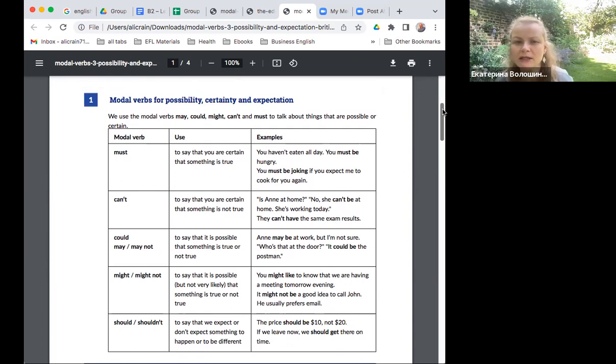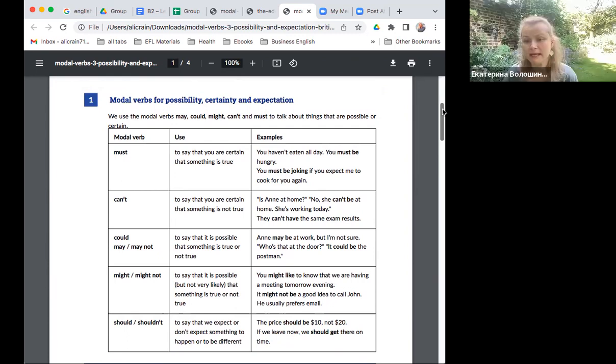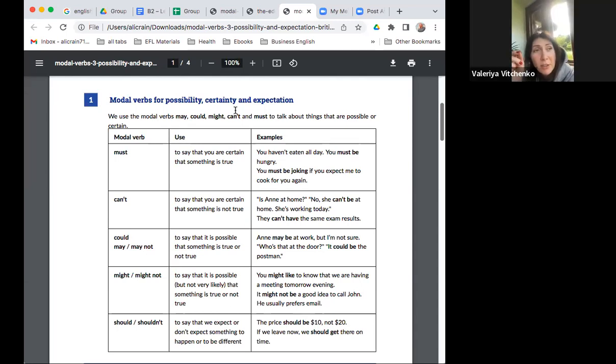Obligation. It's not about obligation. We do not use have to in the meaning of possibility. Right. That's why it's not mentioned here in this table. Does it make sense? It's more on the obligation side, not the possibility side. It's still a modal verb. So I can't say you have to eat all day. I can't say you have to eat. You have to eat something.